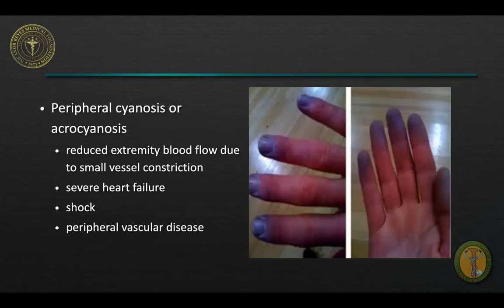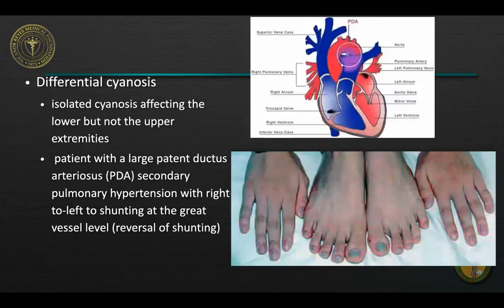While peripheral cyanosis or acrocyanosis is usually related to reduced extremity blood flow due to small vessel constriction. This may be seen in patients with severe heart failure, those in shock, or peripheral vascular disease. This can be aggravated by the use of beta blockers with unopposed alpha-mediated constriction. Now you know about the difference between central and peripheral cyanosis.